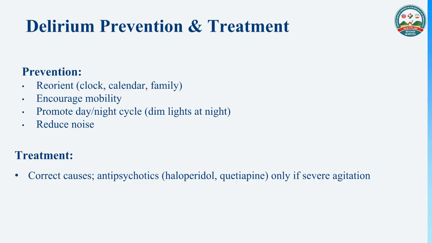Now for the treatment. When delirium occurs, the first step is to find and correct the underlying causes, such as infection, hypoxia, or medication side effects. If the patient becomes severely agitated or unsafe, antipsychotic medications like haloperidol or quetiapine may be used, but only when absolutely necessary and always with close monitoring.